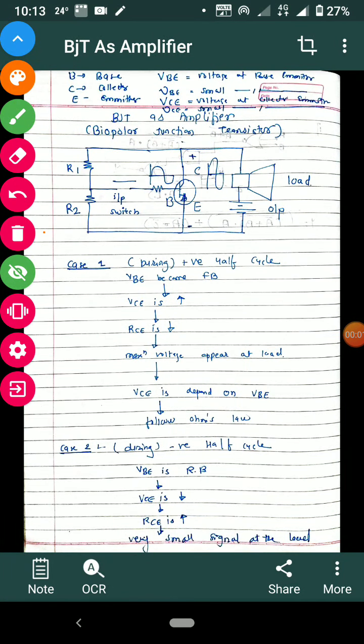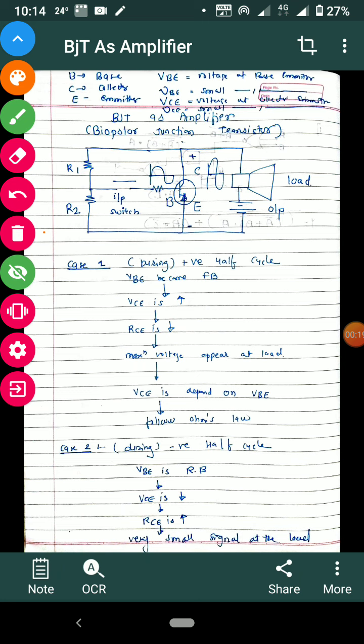All of you, today's topic is BJT as an amplifier. This is Unit 1, Topic 2, BJT as an amplifier. This is a very simple topic, not a very complex topic.